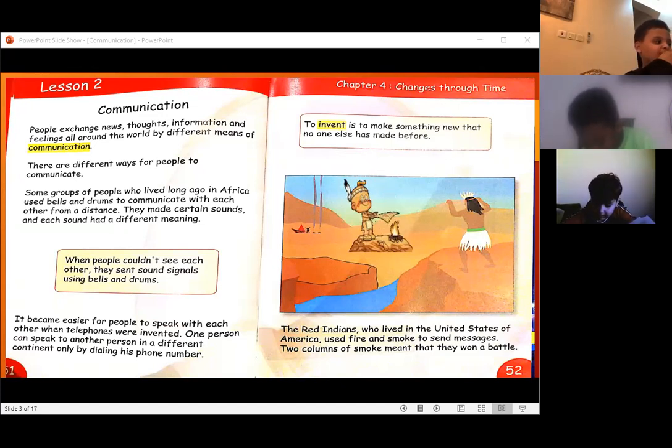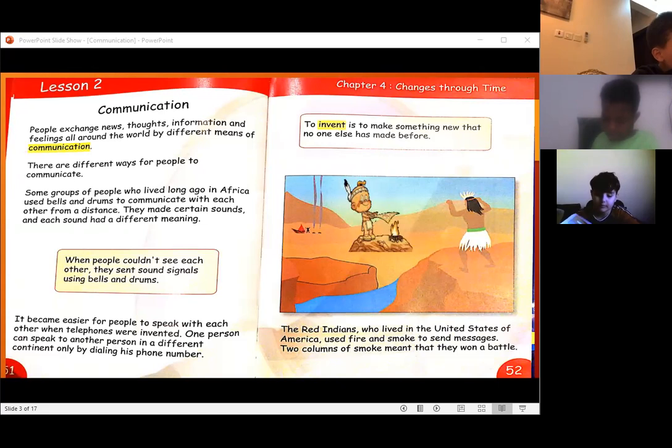Okay, there are different ways for people to communicate. There are many ways, techniques, and methods to communicate with people, with the community. How? Some groups of people who lived long ago in Africa, long ago meaning in the past, used bell and drum to communicate with each other from a distance.